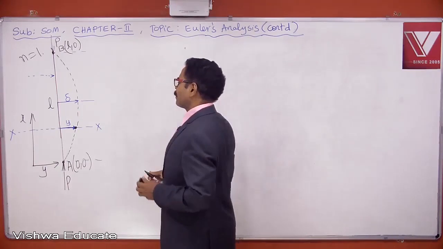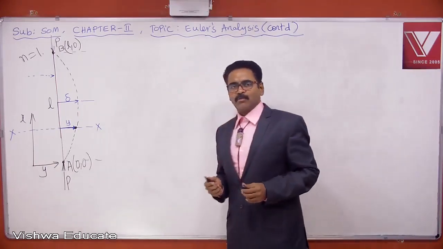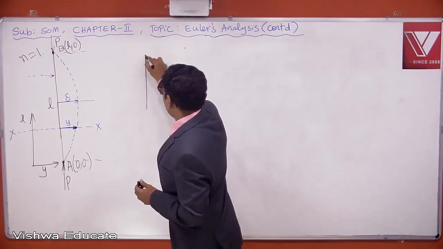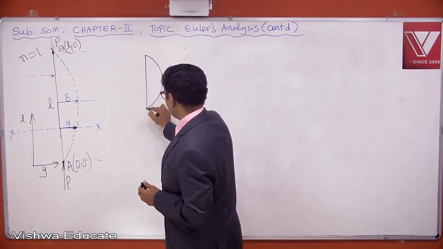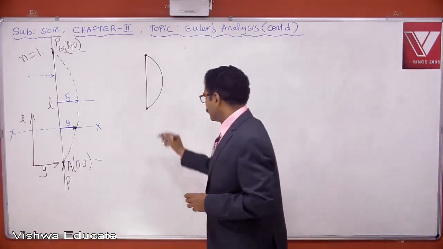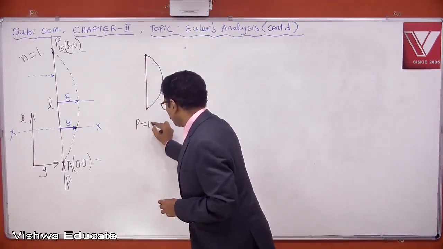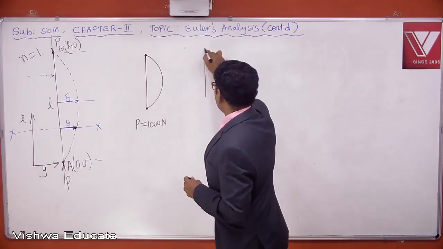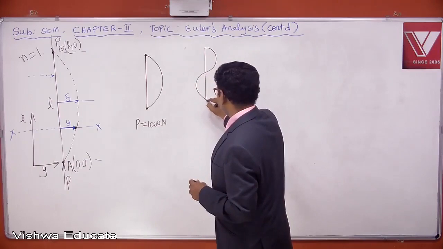So in the GATE exam, what kind of questions come on this topic? The question came like this. A column is buckled like this. Both ends are pin jointed. Euler's critical load of this column is 1000 newtons. What is Euler's critical load of this column?